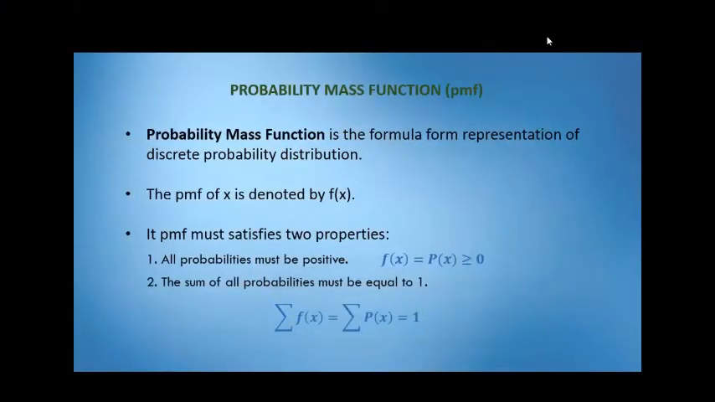Okay, so probability mass function or PMF. So ano ba 'tong PMF? Based on my lecture sa previous videos, probability mass function is one of the representations of discrete probability distribution or DPD. So pangatlo siya, from table followed by histogram and then ito pangatlo, yung formula. Okay? So probability mass function is the formula form representation of discrete probability distribution.